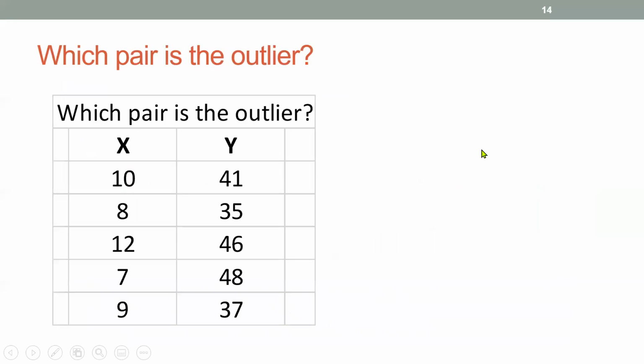What kind of reasons? Well, first let's answer this question. Here we have two scores for individuals. Person 1 got a 10 on variable X and a 41 on variable Y. Our next person got an 8 and a 35. Next, a 12 and a 46. Next, a 7 and a 48. Next, a 9 and a 37. Is there any pair that you can look at that doesn't fit the pattern?